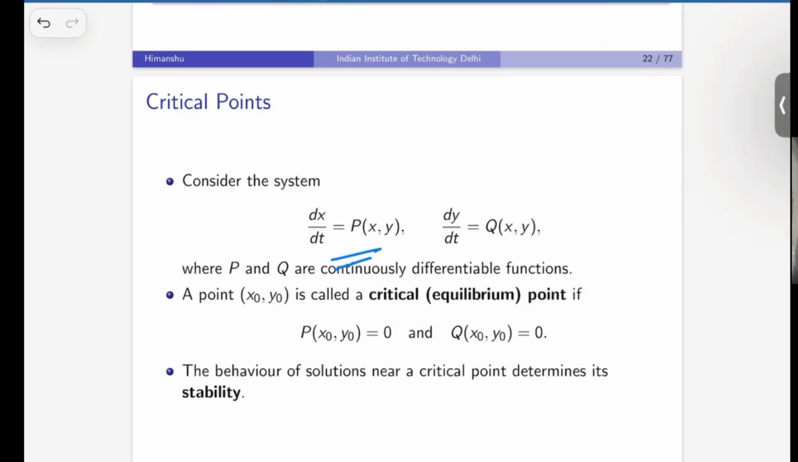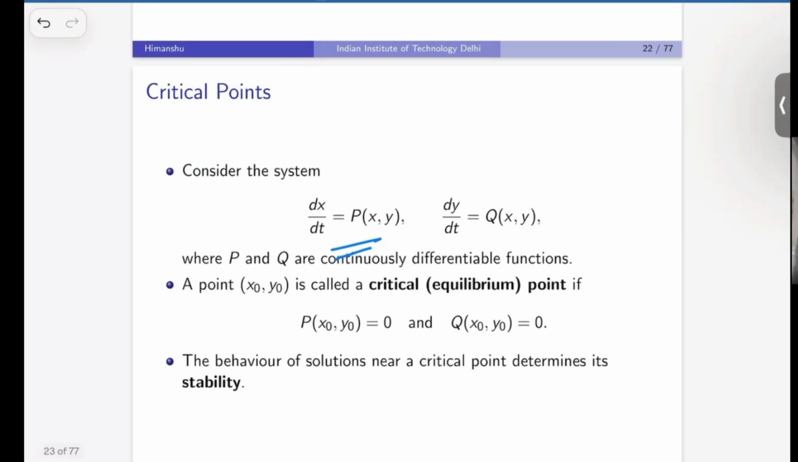In most of the questions during the exam, the critical points are known, and we have to find the behavior of our differential system at these critical points. In case the critical points are not known, we can find them by finding the zeros of P and Q. Through these critical points, we will study the behavior of our differential system.